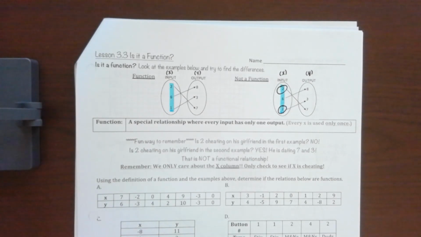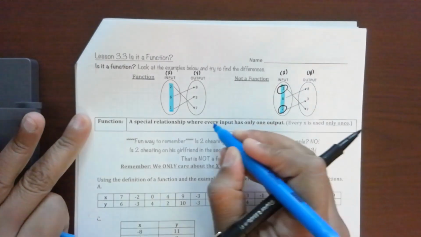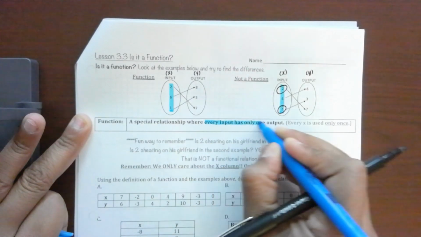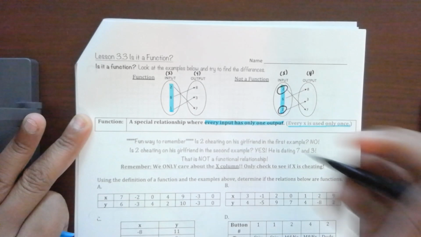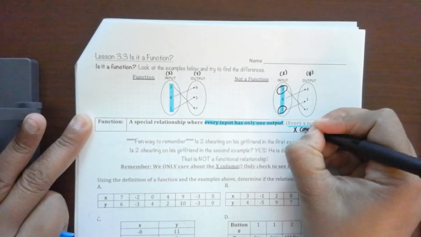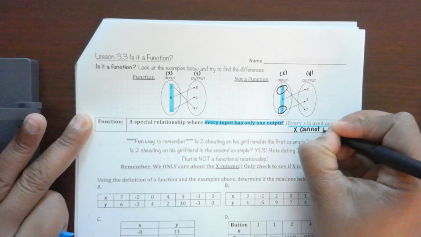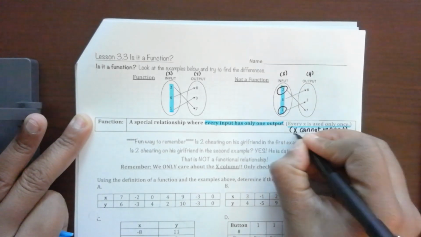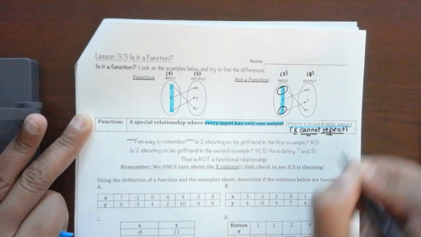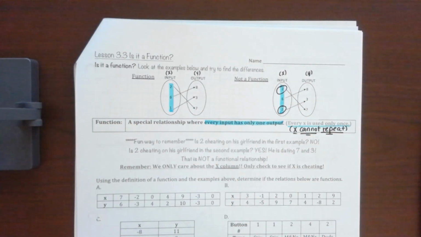Everybody still with me? A function is a special relationship where every input has only one output. Meaning exactly what we just said. Every x is used only once. So x can't what? X cannot repeat. Everybody still with me?